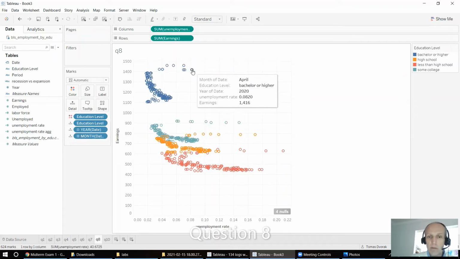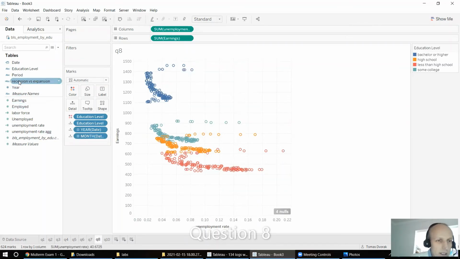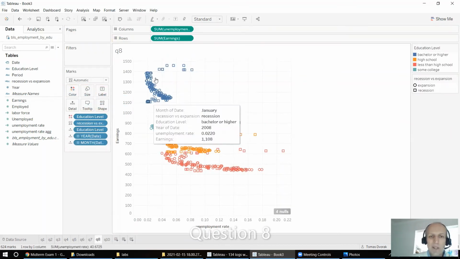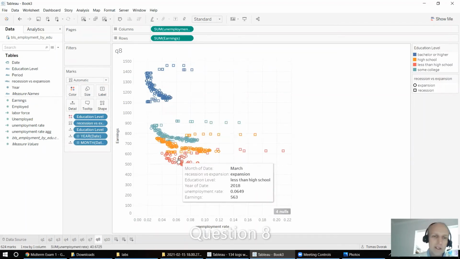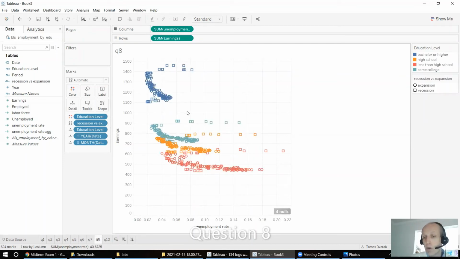Where are they from? Those are 2020 numbers. Those are the high unemployment figures from 2020. Let's actually see if we can map them to a different shape. And indeed, we see that during recessions, that pattern of declining unemployment and rising earnings is broken, but during expansion, we see it very clearly.